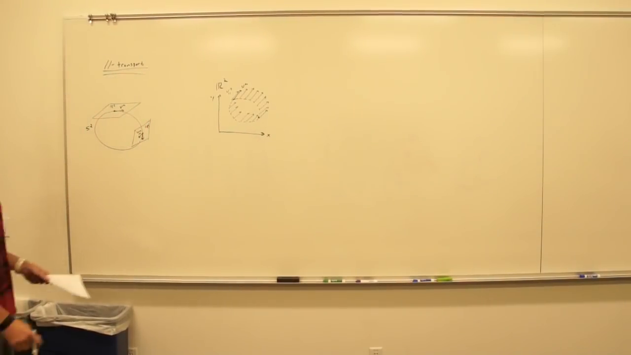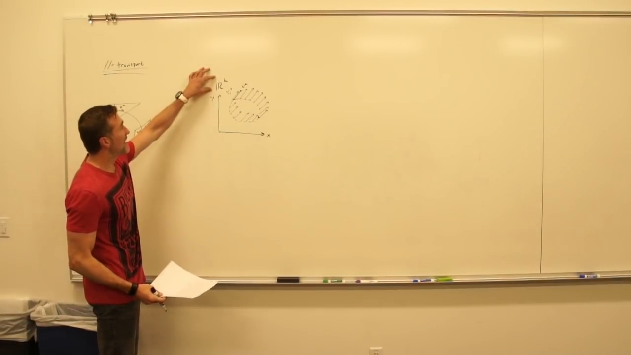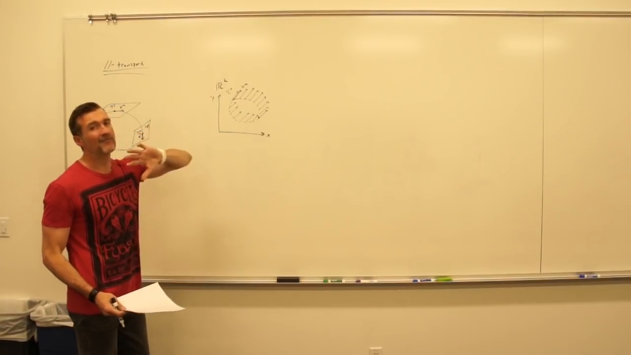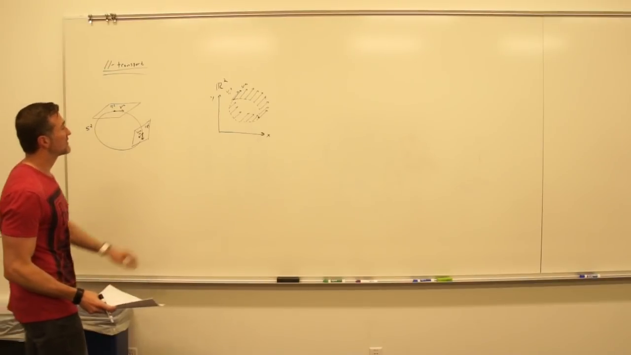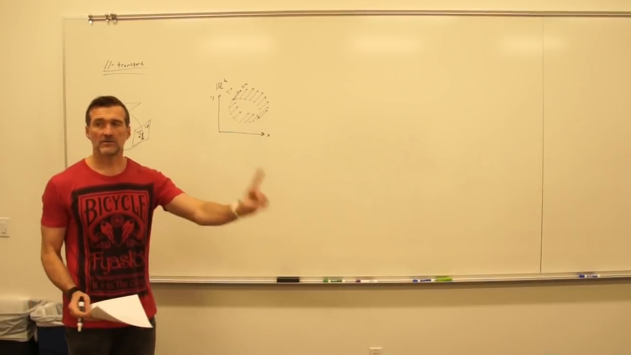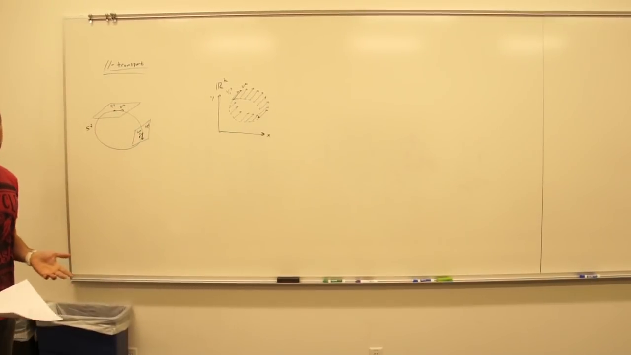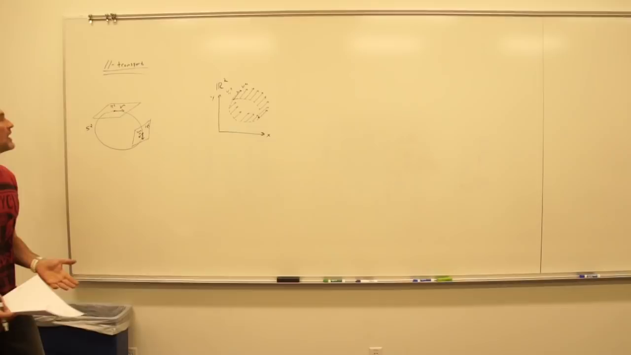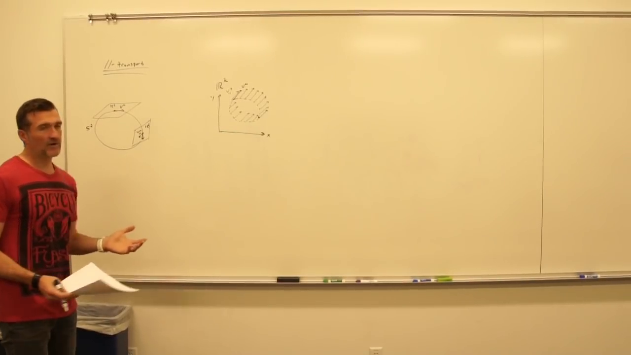Okay? And it turns out that if you're in a flat space, and I'll talk about what I mean by flat space in a few minutes, this is always going to be the case: if you parallel transport a vector around a closed path, it's always going to come back looking exactly like it did before.